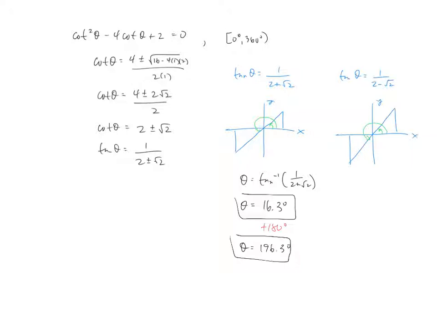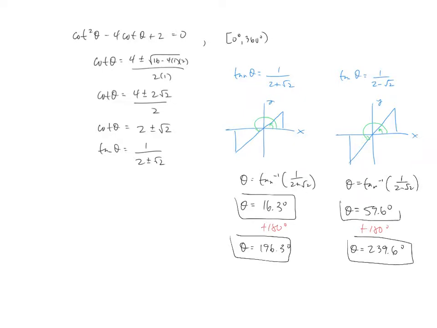Now for the second one, once again, theta equals the inverse tan of 1 over 2 minus root 2. Punching this into a calculator, remembering that inverse tan is going to spit out an angle in quadrant 1, in this case, we're going to get 59.6 degrees. Similar to the last one, if I add 180 to get the other missing angle, theta is going to end up being 239.6 degrees. So these four answers would be the answer to the original problem.